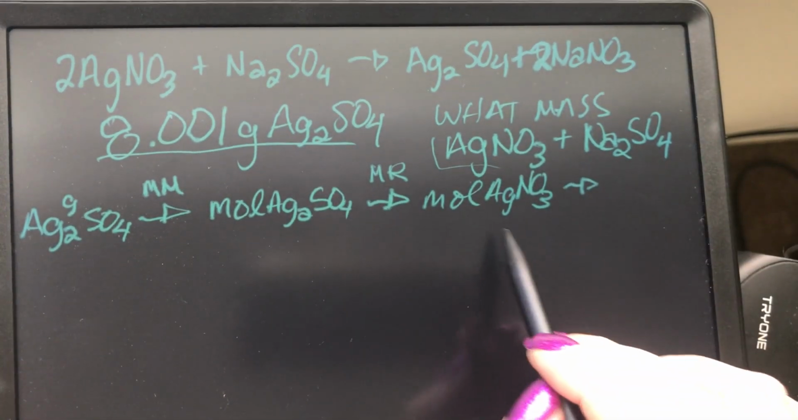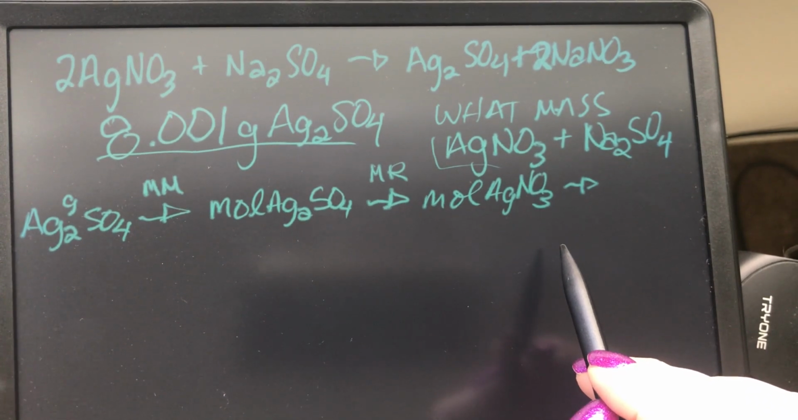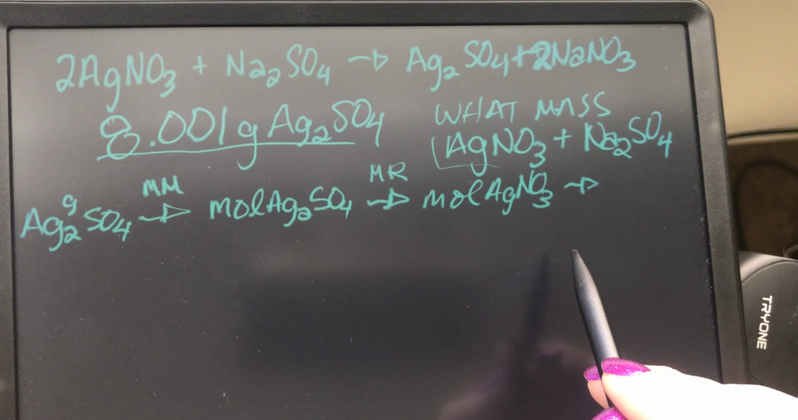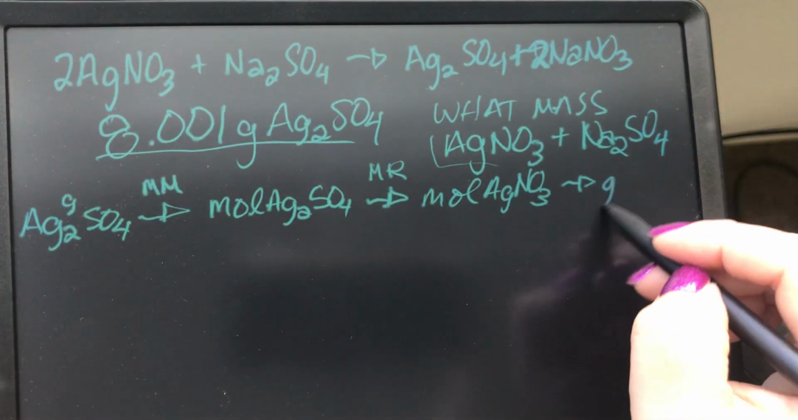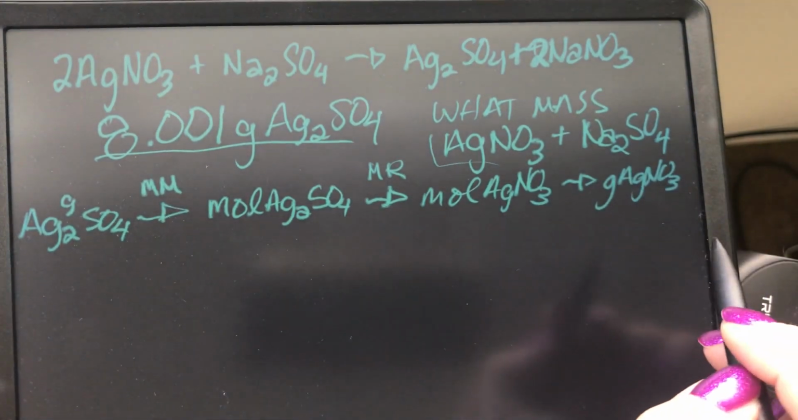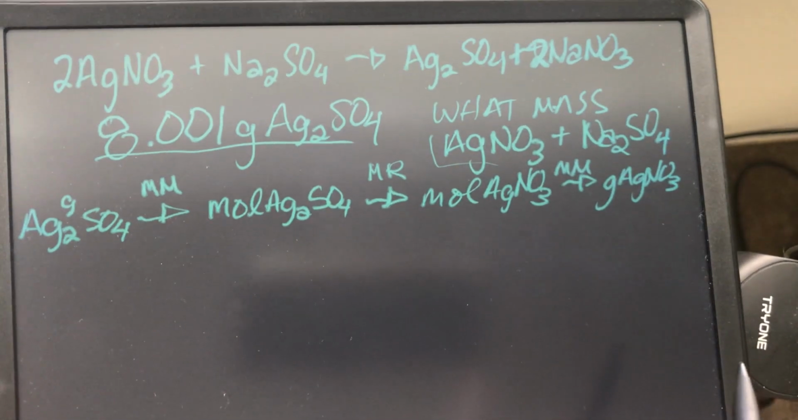And then from moles of silver nitrate, what would we need? We gotta go to grams. Yep. And what do we need to do that? Molar mass. Molar mass. Right? Everybody still coolio?